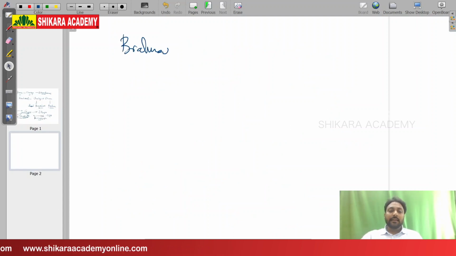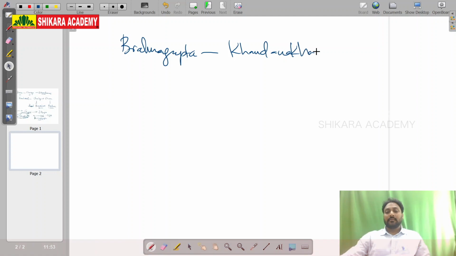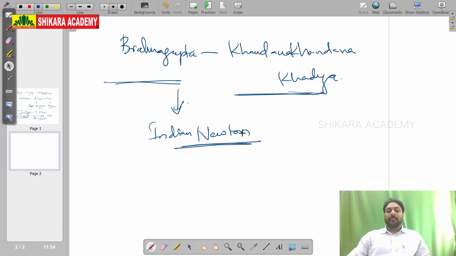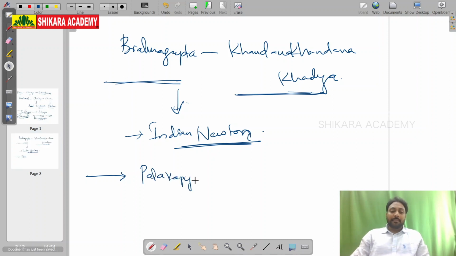And one more great scholar is Brahmagupta. Brahmagupta wrote a book called Khandana Khadya. Brahmagupta is called the Indian Newton because he talked about the gravitational force of the earth, the earth having a particular property to attract everything. And Palakapya, I told you, wrote the text Hastayurveda. Sushruta Samhita, we discussed that.